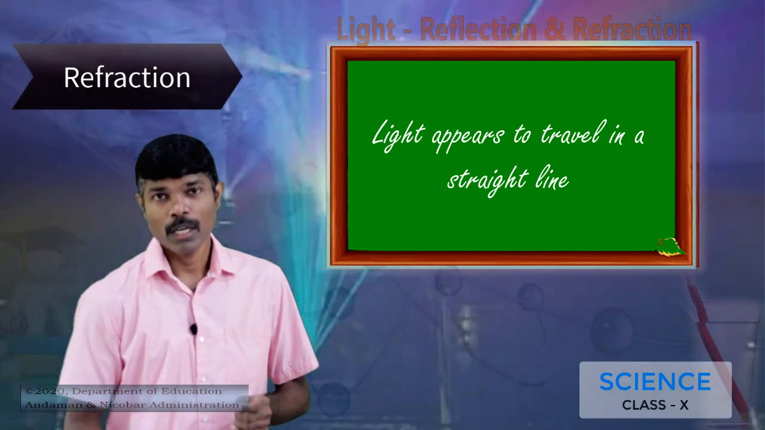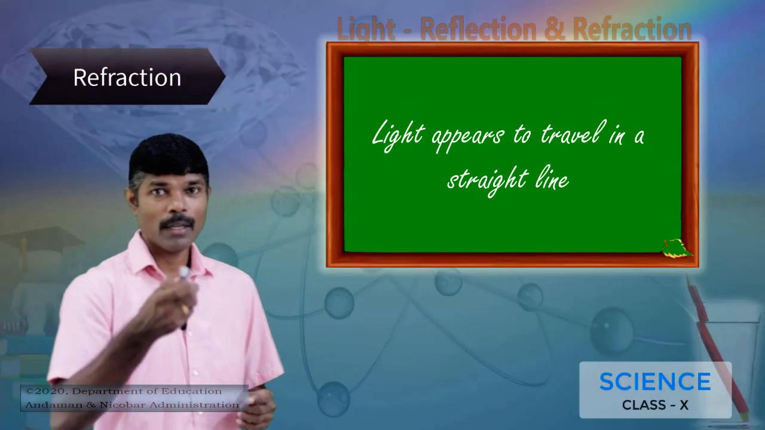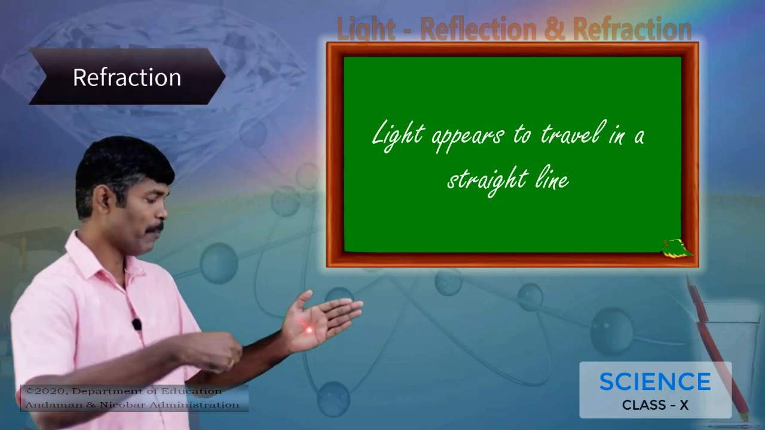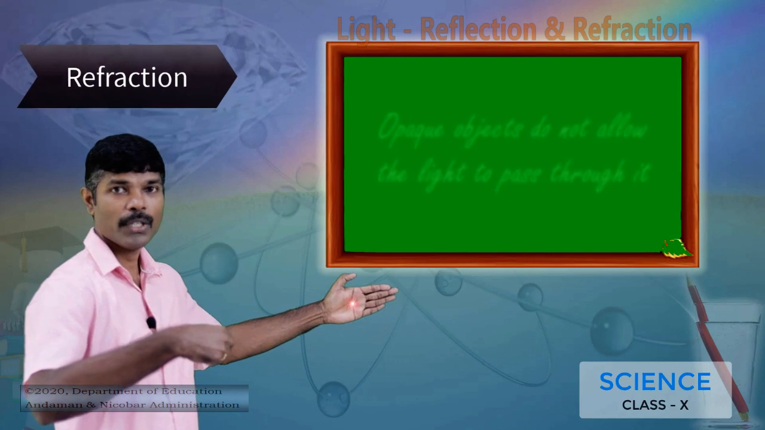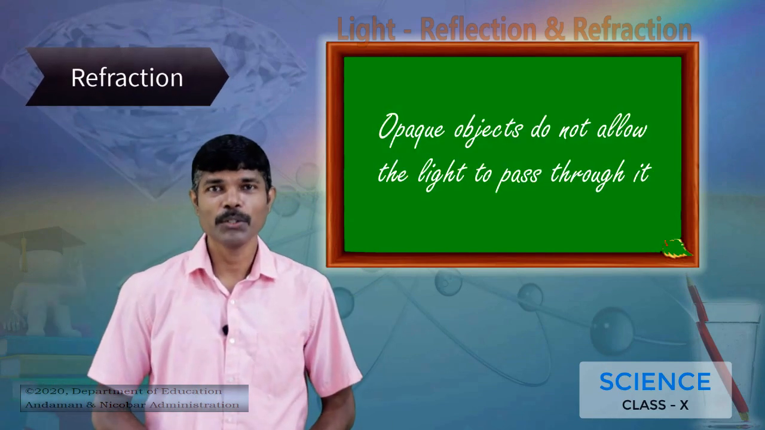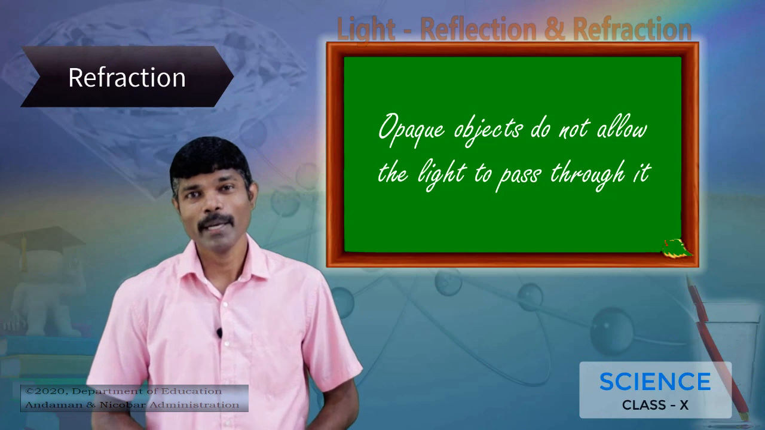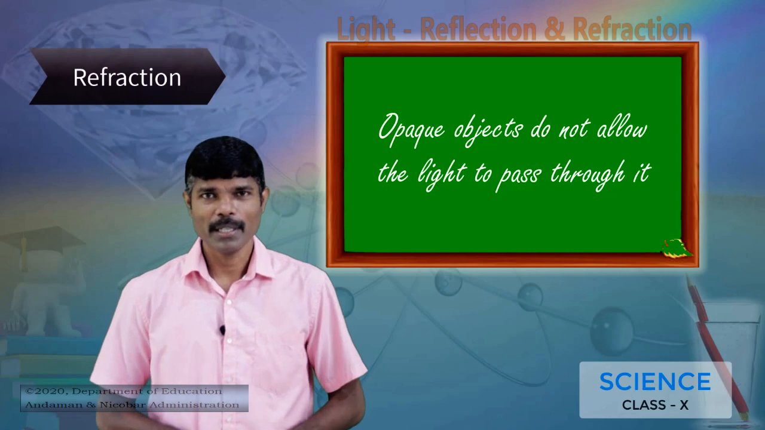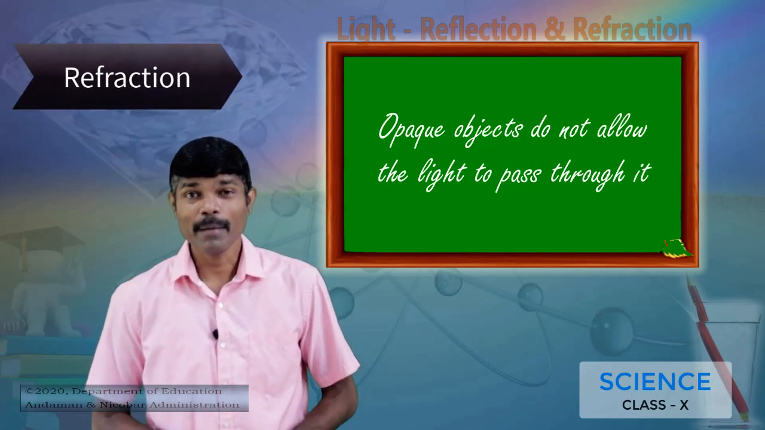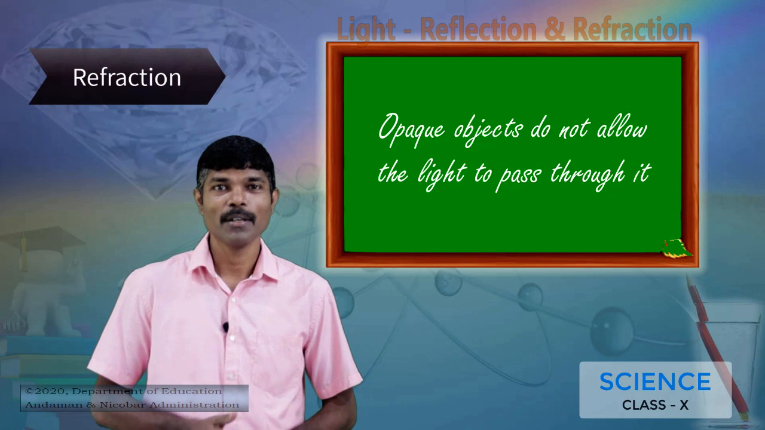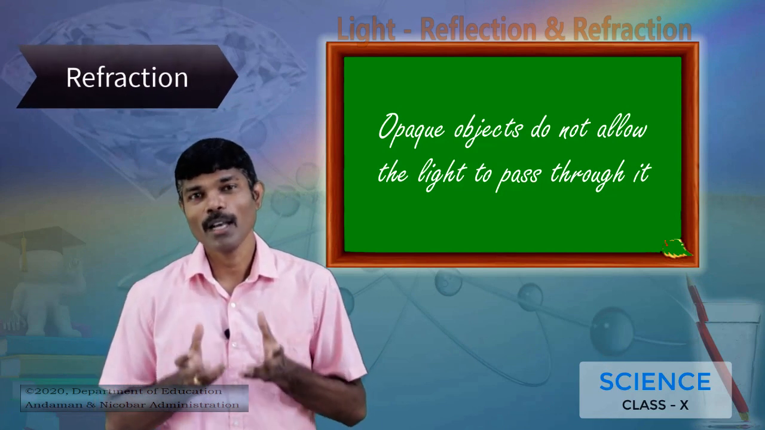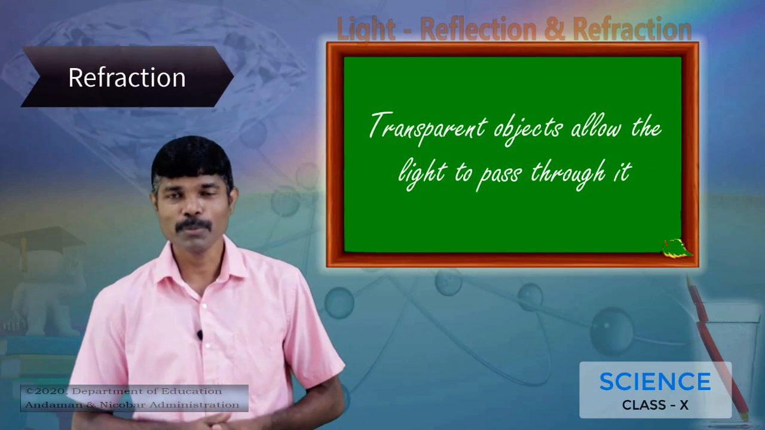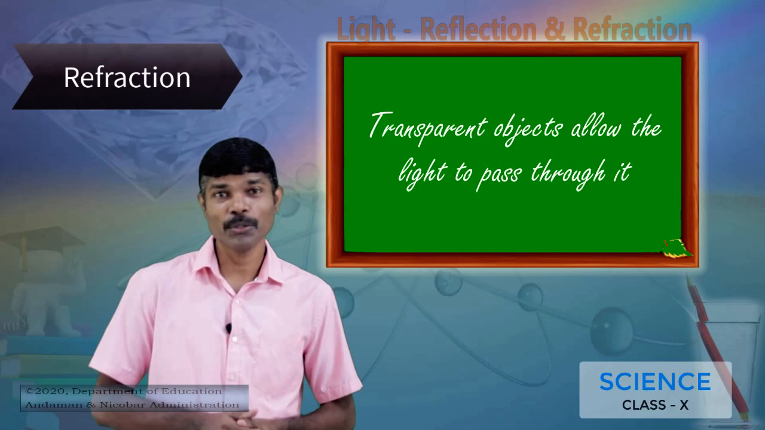To see this, I have a laser light here. When I focus this light, you can see here the light travels in a straight line. Can you see this? In the lower classes, you must have studied about transparent, translucent and opaque objects. What are these materials? Opaque materials are those which do not allow light to pass through them, whereas transparent materials are those which allow light to pass through them.